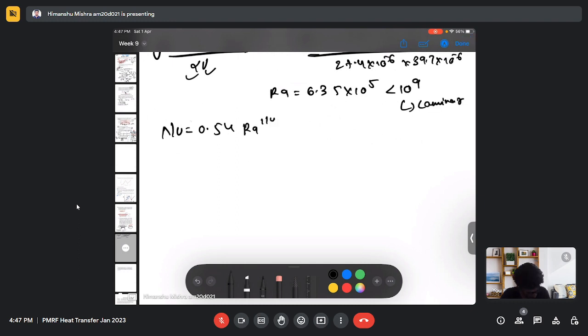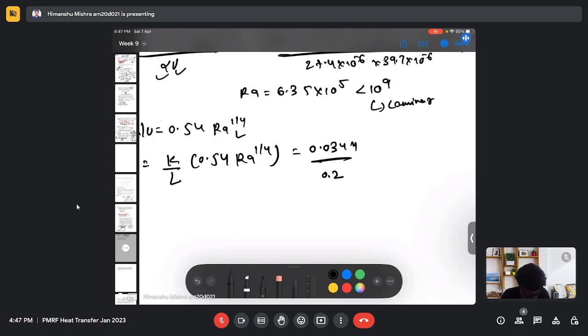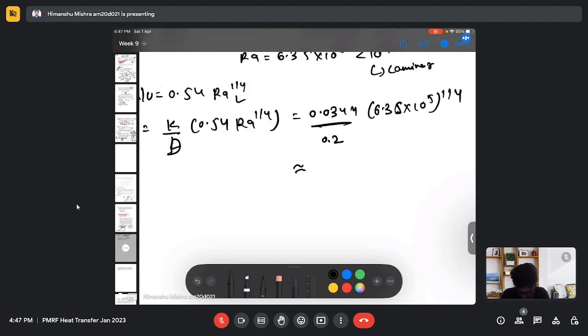And which means my heat transfer coefficient will be k by L, 0.54 Ra to the power 1/4. So my thermal conductivity of the gas will be 0.0344, and 6.35 times 10 to the power 5, to the power 1/4. So it will be approximately equal to 10.5 watt per meter square Kelvin.